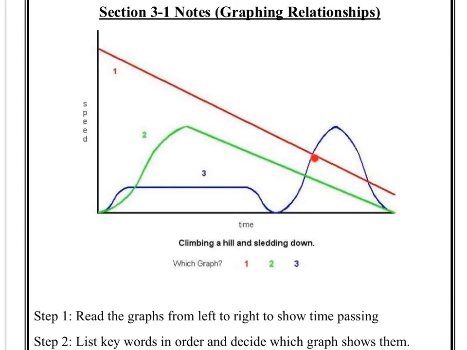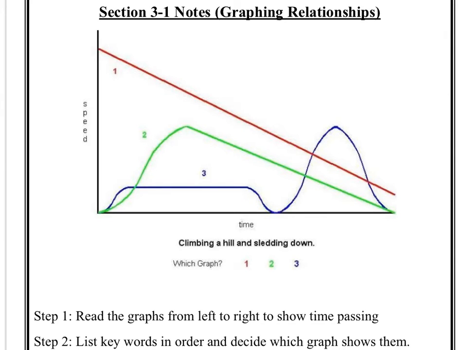Most of you will not have chosen graph number 1 because you don't start at a high speed and go down to almost 0 but not quite 0. Graph number 3 is actually the graph for climbing a hill and sledding down, and here's why. As you start to climb the hill, you're at speed 0. You start your climb and you increase your speed until you reach a constant speed as you're climbing that hill. You keep climbing at that constant speed until you reach the top of the hill. As you're reaching the top, you're slowing down to do what? You're going to get on your sled.